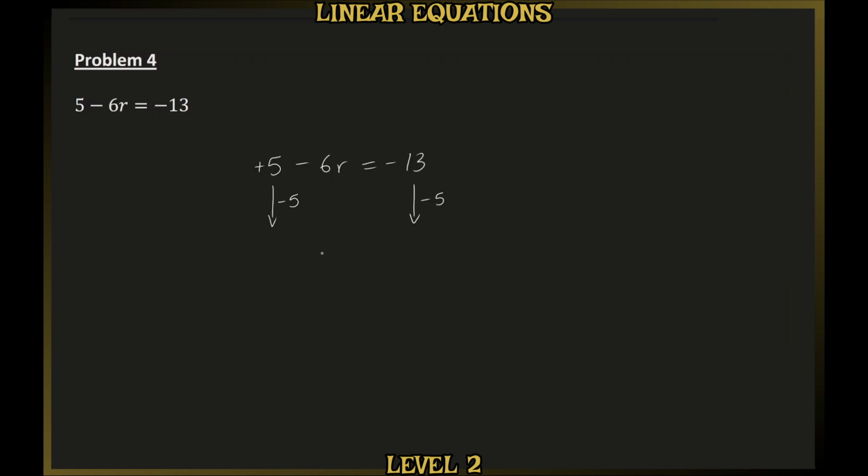So 5 minus 5 is 0, so on the left we're left with minus 6r, and on the right, minus 13 minus 5 is minus 18. We now need to remove the minus 6 on the left, and this minus 6 is multiplying r, so the inverse of multiplying by minus 6 is to divide by minus 6, and we can do this on both sides of our equation. The times minus 6 and the divide by minus 6 cancel out on the left, so we're just left with r, and on the right, minus 18 divided by minus 6 is positive 3, and that's our final answer to problem 4.